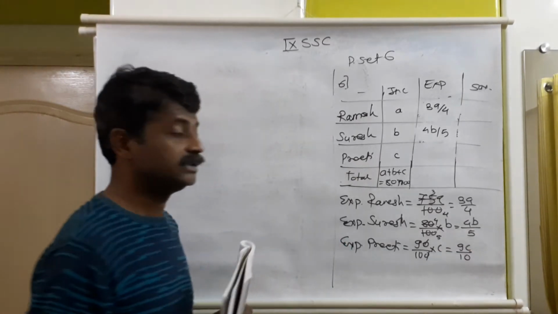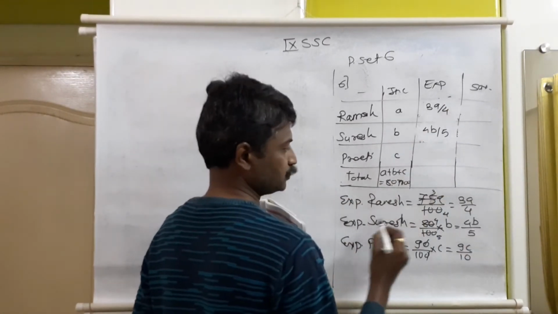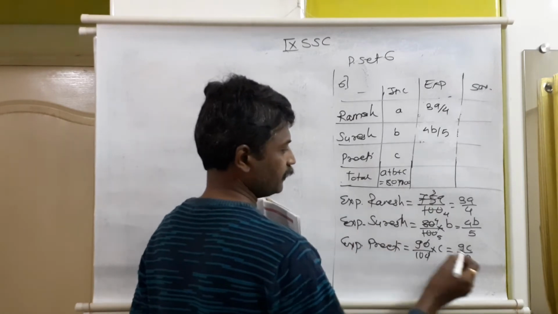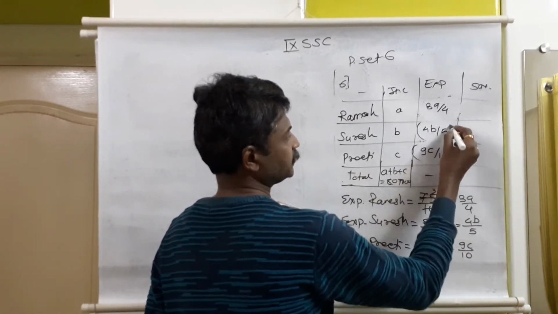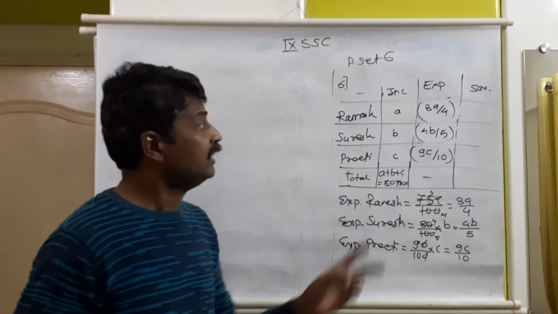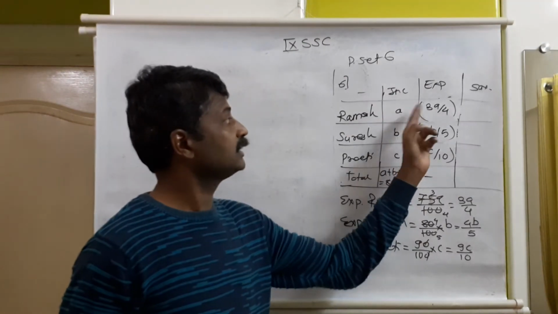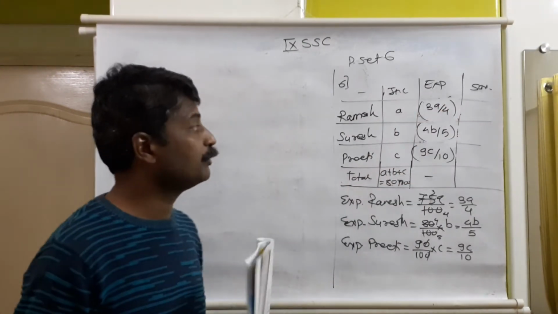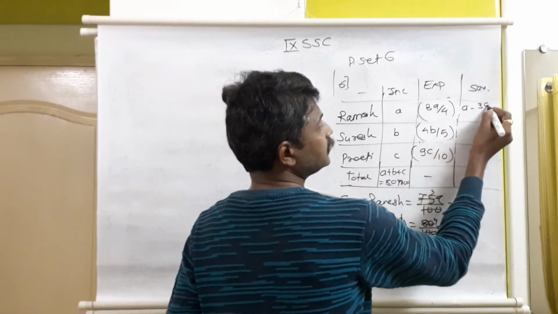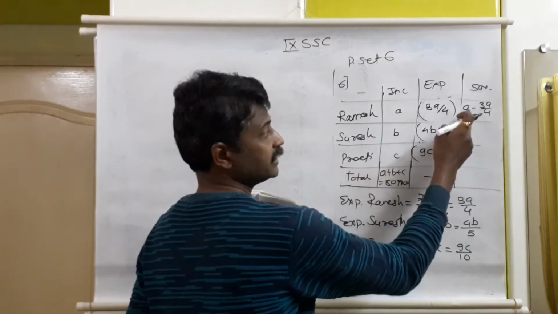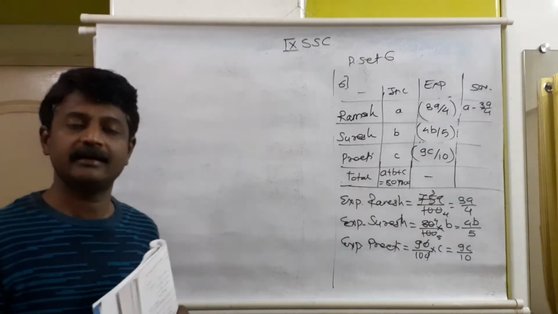So these are their expenses. For Ramesh, 3A by 4. For Suresh, 4B upon 5. And for Preeti, 9C upon 10. Now, the difference between income and expenses is nothing but the saving. So how much will it come to here? A minus 3A upon 4. A is the income minus expenses 3A upon 4. This will give the saving by Ramesh.